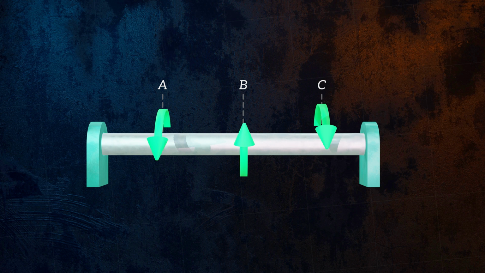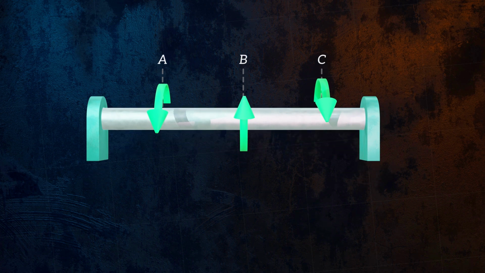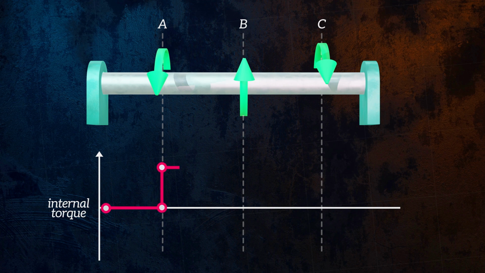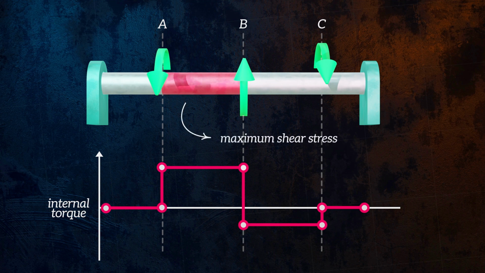This will give us an internal torque diagram that looks something like this. The maximum shear stress will occur in the section of the shaft with the largest internal torque, and can easily be calculated using the equation we derived earlier.